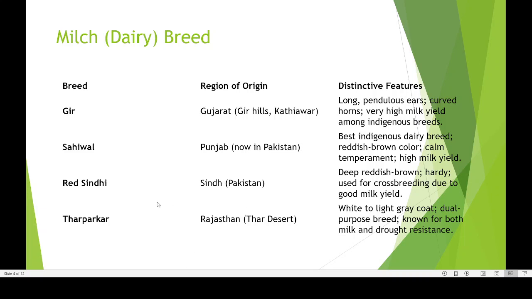And it originated from the Sindh area of Pakistan. Hardy means very strong. Used for crossbreeding due to milk yield. Because of its strong nature, it is used in crossbreeding of cattle for producing more milk. So that is about the third cattle, the Sindhi. Tharparkar originally came from the Rajasthan area of the Thar desert. So here you can see the Tharparkar.